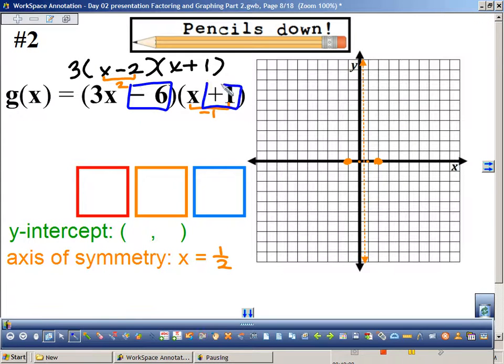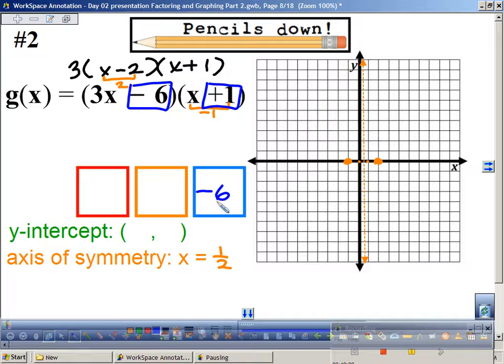-6 times +1 is -6. Correct? That's how I find the last one. It's using the last one.